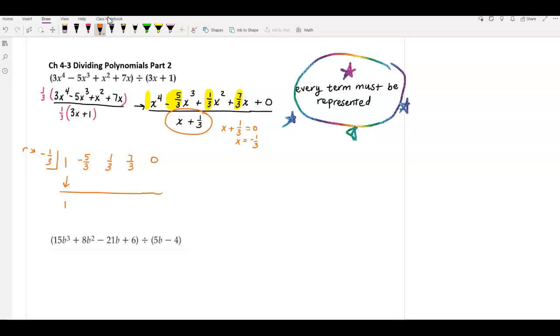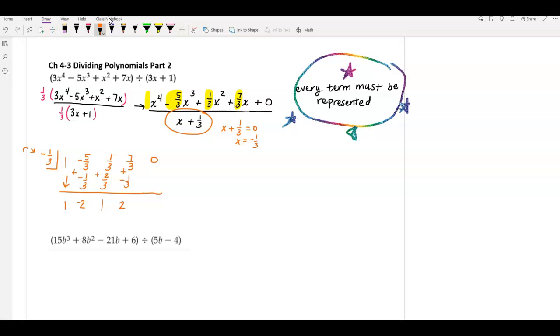Drop our first term, 1. Negative 1/3 times 1 is negative 1/3. Add, we get negative 6/3, which is the same as negative 2. Whew, that's pretty nice. Now, negative 1/3 times negative 2 is positive 2/3. Once again, add 1/3 plus 2/3. Ooh, that's a nice solid 1. We're getting pretty lucky here. Negative 1/3 times 1 is negative 1/3. Once again, we're going to add, so 7/3 plus negative 1/3 is 6/3, which is 2. Hey, not looking so bad so far.